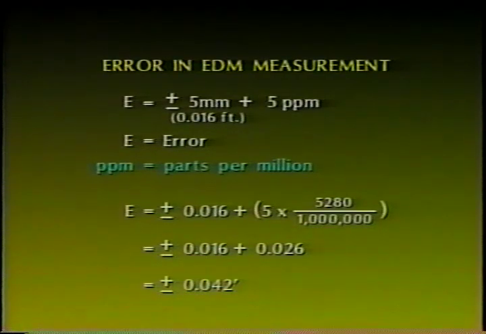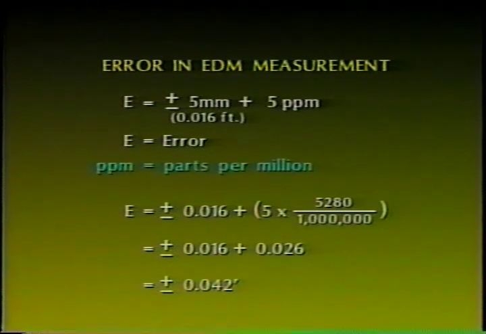In the specifications that were sent with the EDM, there is a value given for the accuracy of the instrument. For the Geodimeter 410, this value is plus or minus 5 millimeters, which is equal to 0.016 feet, plus 5 parts per million. This equation indicates that there is an error of plus or minus 5 millimeters in every measurement, regardless of the length of the line, plus an additional error, which is dependent on the length of the line. This additional error is proportional to the value of 5 parts in a million. What this means is that if we could measure 1 million feet with this EDM, it would create a 5-foot error. By proportioning this ratio to the length of the line being measured, we can determine the total error.